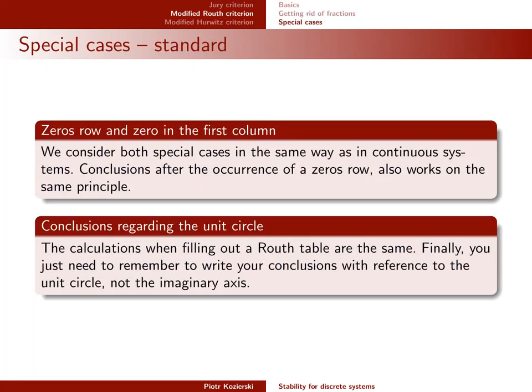Special cases may also occur in this criterion. We solve them in the same way as in the plain Routh criterion. Also, in the same way, we draw conclusions after the occurrence of a zeroth row about the marginally stable poles. When writing your answer, please remember to refer to the unit circle, not the imaginary axis.